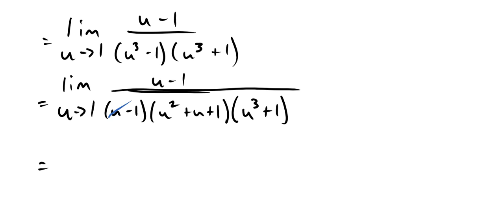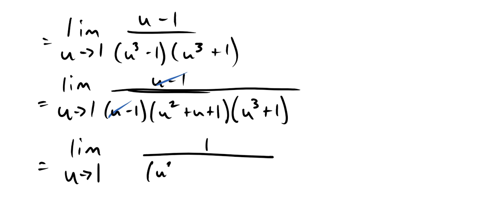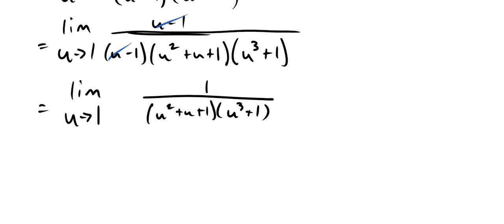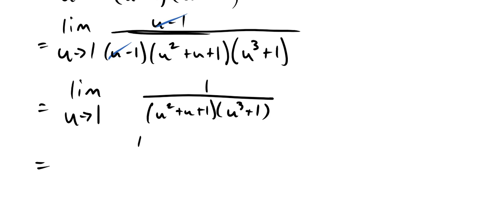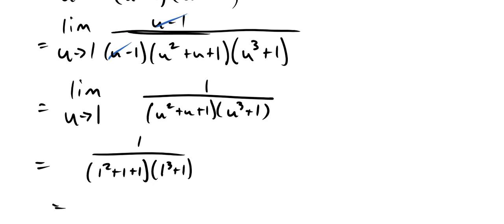Okay, let's just finish this off and make sure we get the same answer. So this is the limit as u approaches 1 of 1 over u squared plus u plus 1 times u cubed plus 1. And now I can sub in, so that's 1 over 1 squared plus 1 plus 1, times 1 cubed plus 1. So that's 3 times 2, which is 1 over 6. Good?